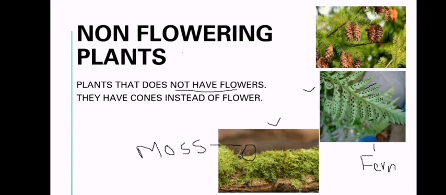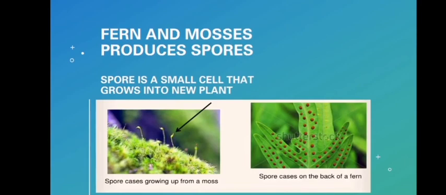Okay. And if we talk separately about what a spore is, a spore is a small cell that grows into a new plant. Again, this is the fern and this is the leaf of the fern, and these are the mosses. Here the tip makes the spores, and here the leaf makes the spores. A spore is something like a seed which grows into a new plant, but it is very small, like a cell. Okay.